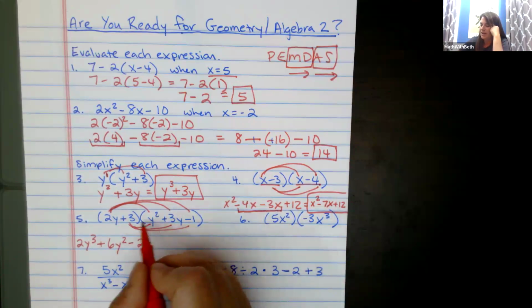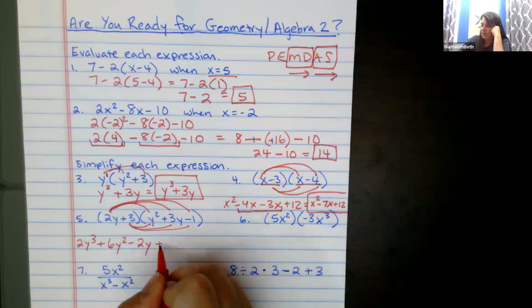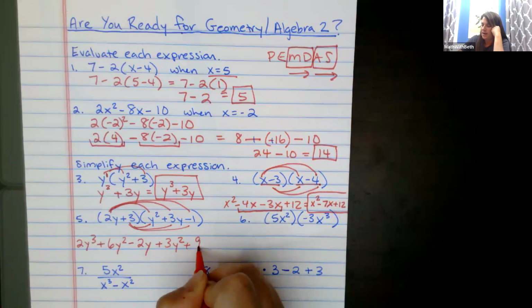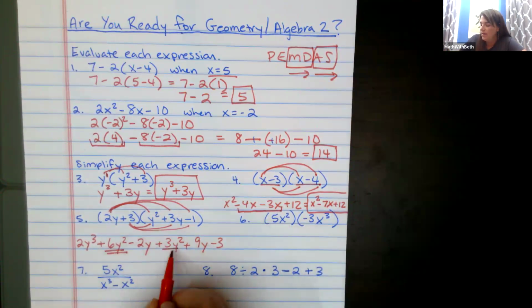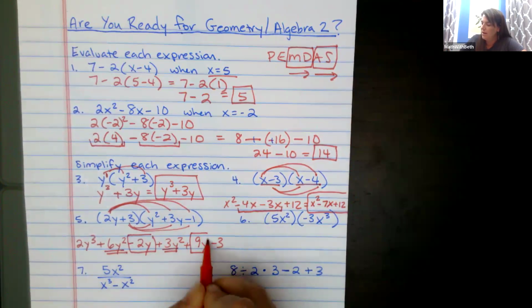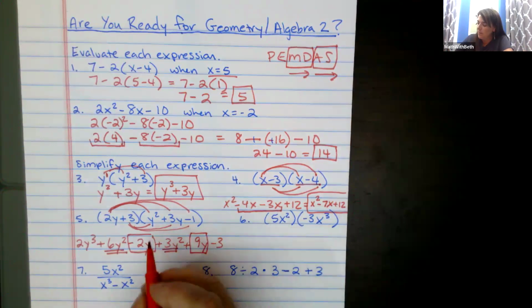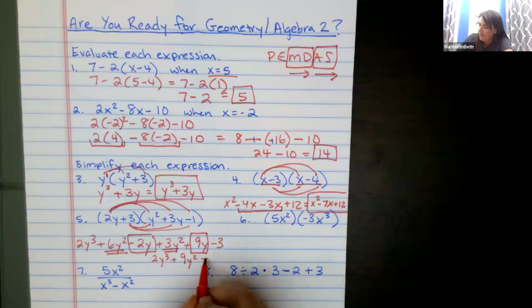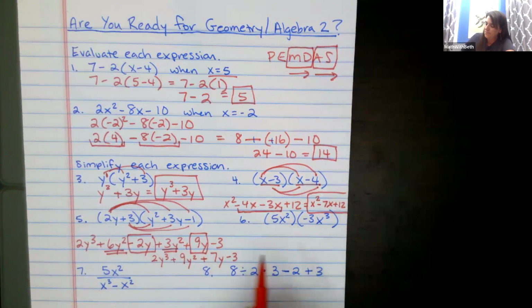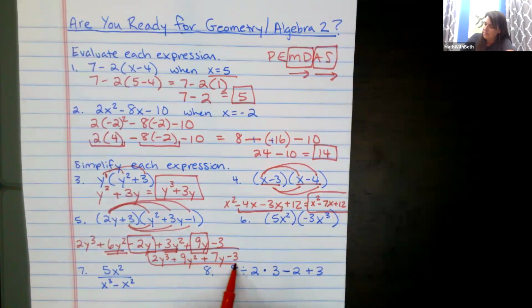Now I got to go multiply everything over there by 3. So 3y squared, 9y, minus 3. What am I allowed to combine? I have a y squared here and here, so I can combine those. And I have a y here and here, so I can combine those. So my final answer is 2y to the third plus 9y squared plus 7y, because -2 plus 9, and then minus 3. That is my final answer.